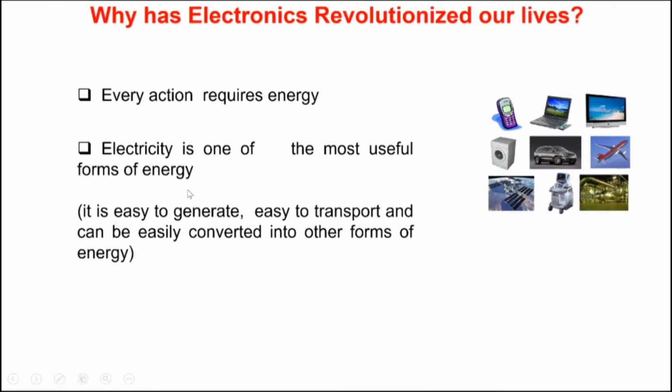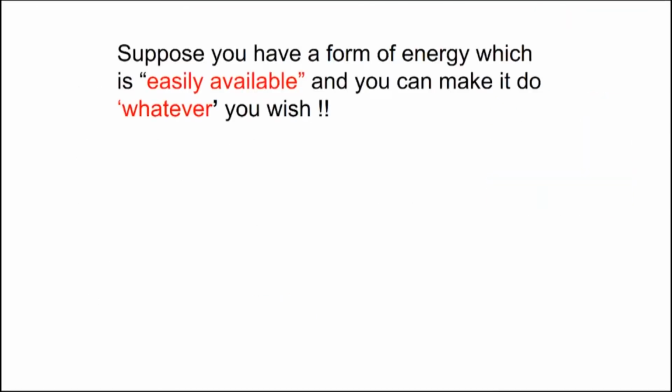The third very important point is that as a form of energy, we can control electricity precisely. We have a very, very precise control over electricity, the kind of control that we don't have over other forms of energy. So now, just imagine that you have a form of energy which is easily available and you can make it do whatever you wish. Why are we saying you can make it do whatever you wish? Well, because, as I said, you can precisely control it. Electronics actually provides us the ability to control electricity.